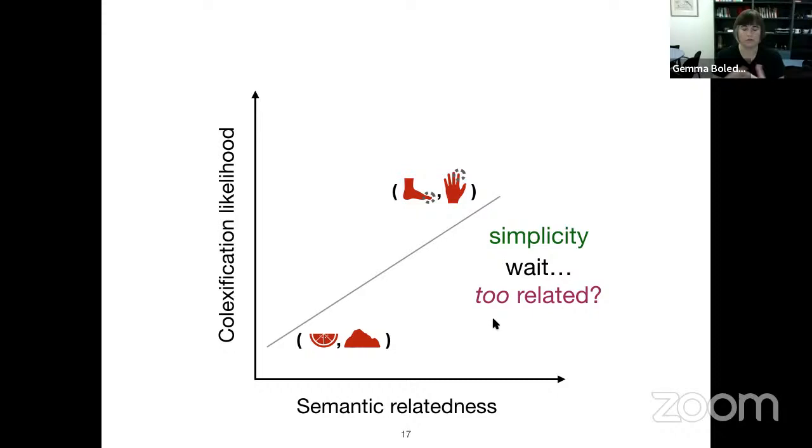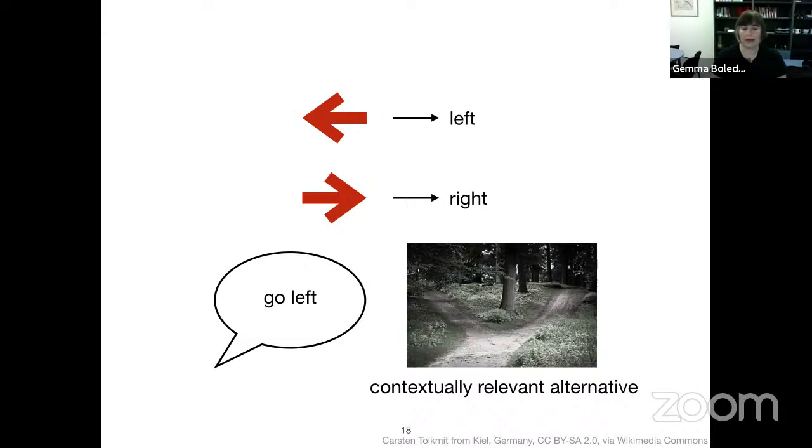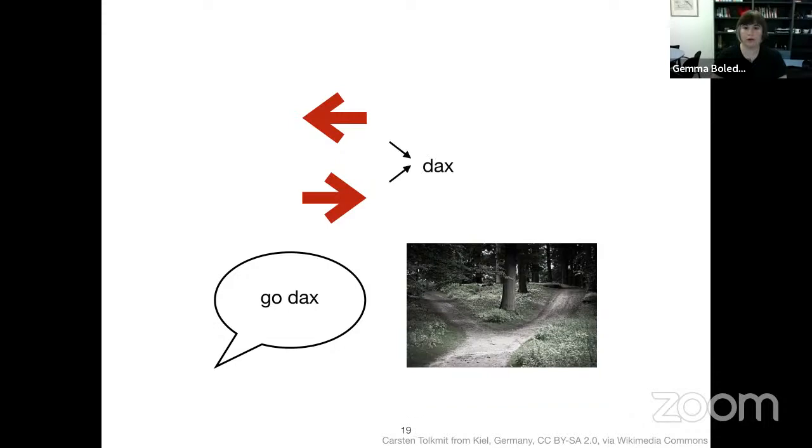Consider the meanings left and right shown on the slide. Now, when we say go left, in a given situation, usually there's some kind of contextually relevant alternative which would imply going right, right? And so if we were to colexify these two meanings, say in a new word, say the word ducks, and we say go ducks in this situation, that is not very informative as to what the speaker wants us to do, right? And indeed, languages not only need to be simple, or simple enough, but they also need to be informative in the sense of supporting accurate information transfer between speakers.